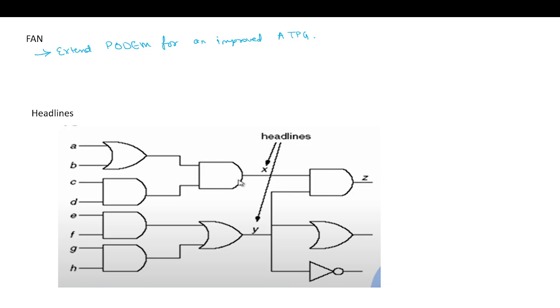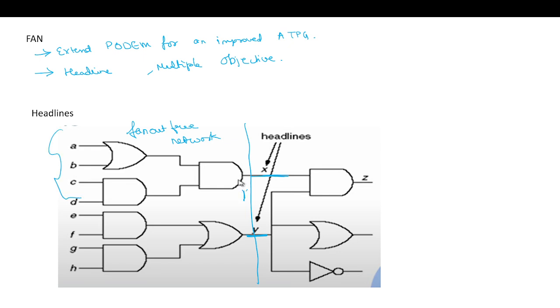So it uses the concept of headlines and multiple objectives. What is a headline? We will only justify till this point. After this point, you can see it is a fan-out-free network. And when there is no fan-out, it's easy to justify. We have a value, say we want a 1 here, we can obtain it by controlling these primary inputs. So no need to justify till the primary input.